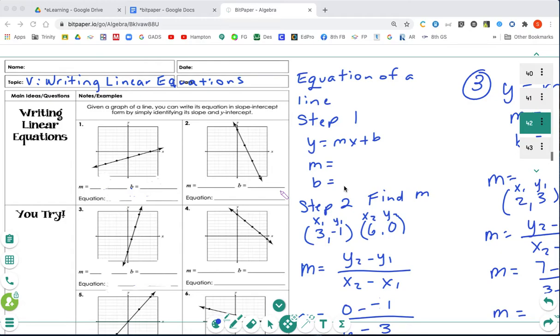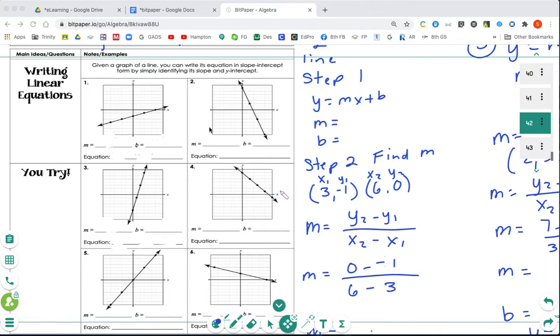So we're going to look at our graph and we're going to find the two ordered pairs that have the fewest negative numbers. So I'm going to use these two ordered pairs on the graph of number 1. I'm going to use (3, -1) and (6, 0). Picked out my ordered pairs. Now I'm going to go ahead and find my slope.